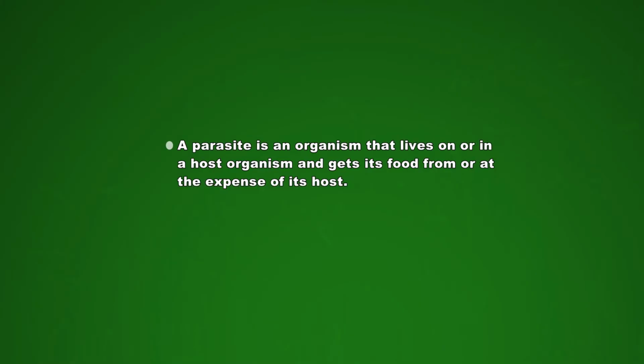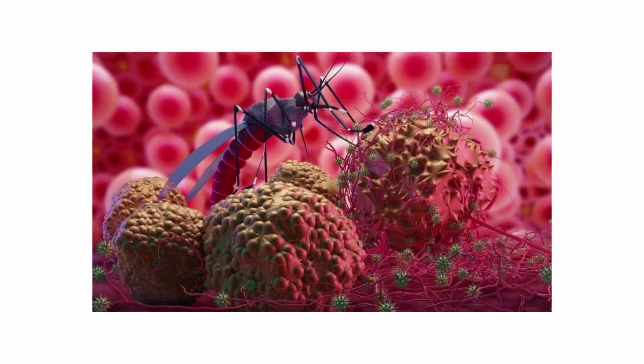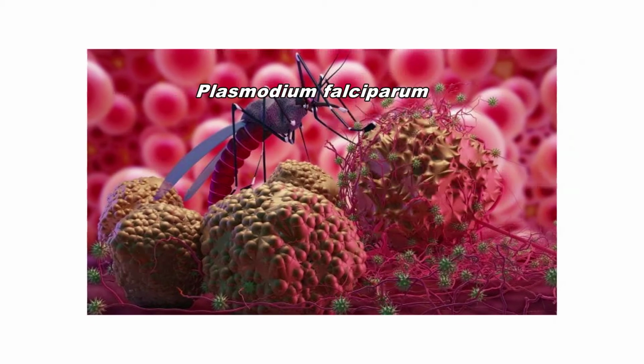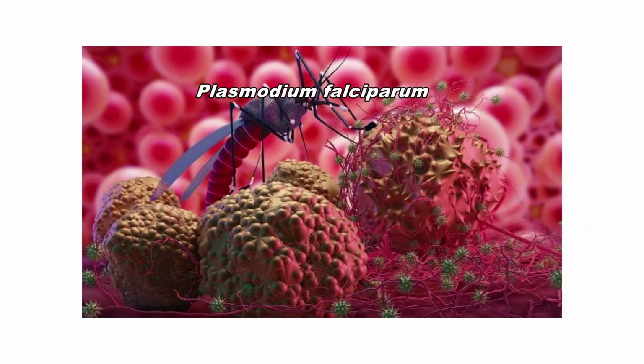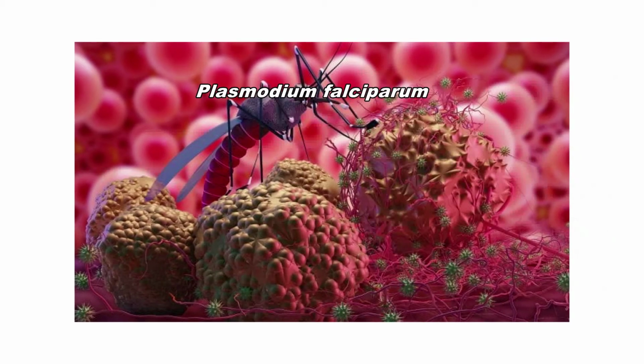A parasite is an organism that lives on or in a host organism and gets its food from or at the expense of its host. The mosquito is the carrier of a parasite called Plasmodium falciparum, the major cause of human malaria. This parasite needs both humans and mosquitoes in order for it to complete its life cycle.